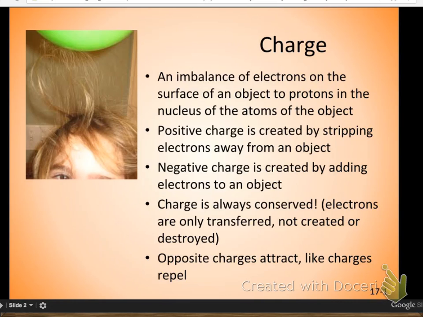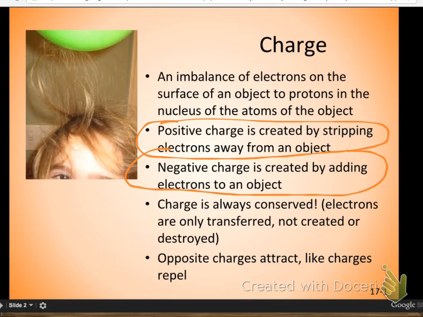And when we have a surface that has either gained a bunch of electrons or has lost a bunch of electrons, suddenly that surface is charged. So charge is just an imbalance of electrons. If we strip a bunch of electrons off of an object, it has a positive charge. If we add a bunch of electrons to an object, it has a negative charge. And the big part is that we can't make up charge. As we were saying, charge is conserved, just like mass is conserved, just like energy is conserved. We just move electrons around. We don't make them up, we don't get rid of them, we can't destroy them, we can't create them, they're just shuffled.